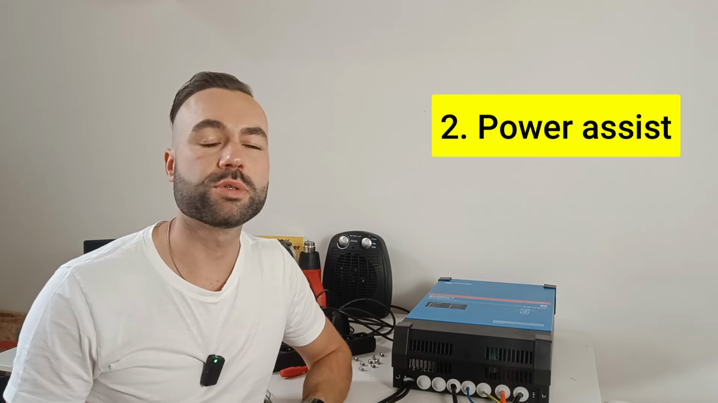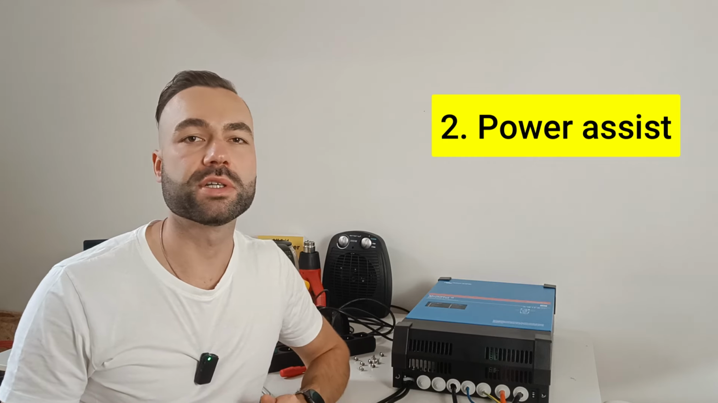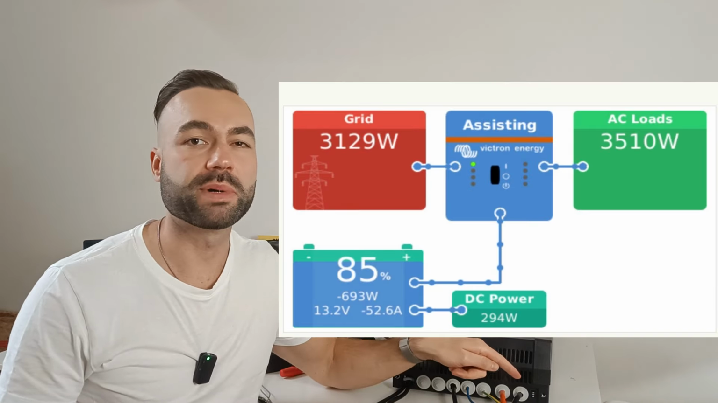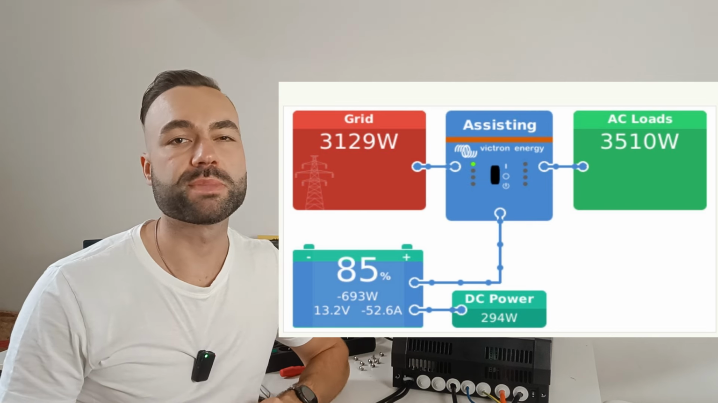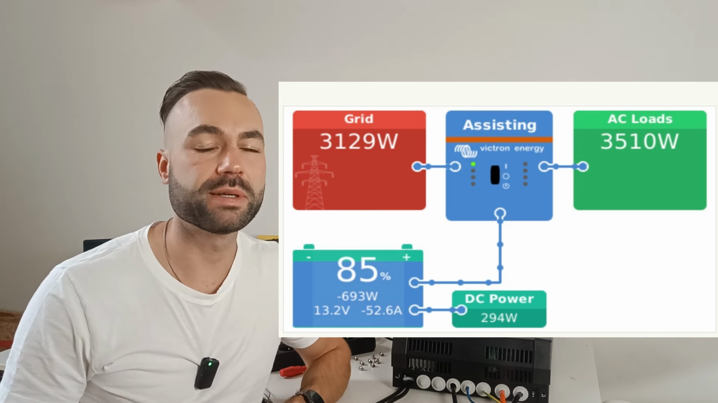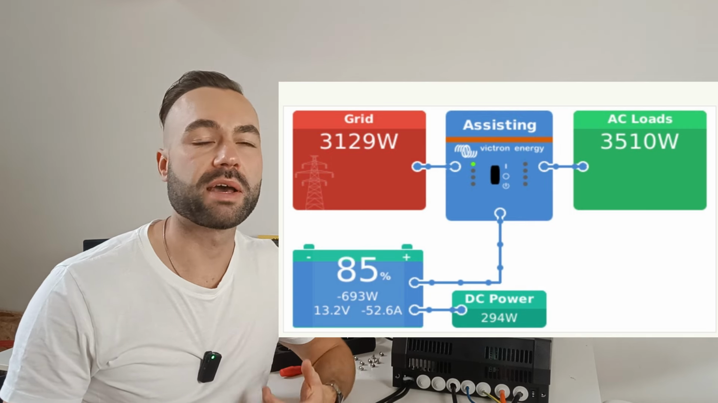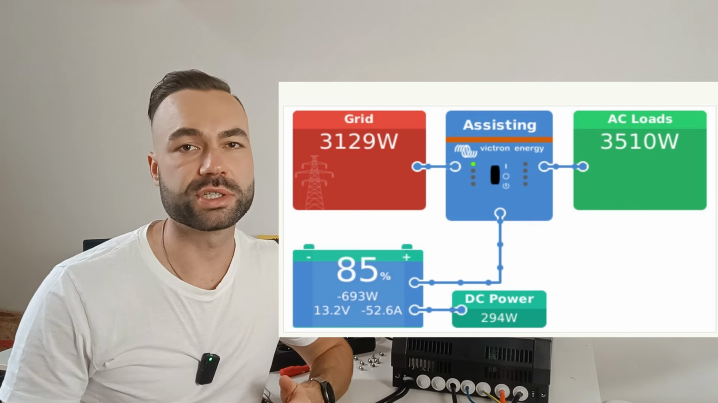Power assist is a boost for those times when you have high power demands but not enough grid or generator power. It pulls extra power from your batteries to handle those peak loads, then switches back to charging your batteries when demand drops. This is handy for things like running heavy appliances, like an AC, without needing a larger generator.